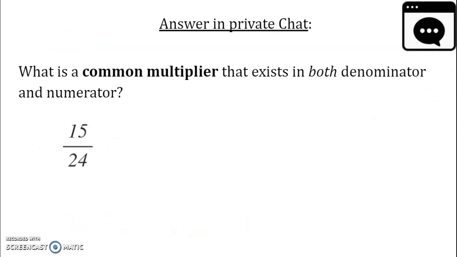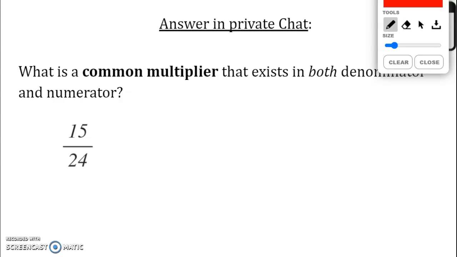Alright, so then I want you to try this yourself. I want you to try to simplify this fraction to its equivalent fraction. What is the common multiplier that exists in both numerator and denominator? And simplify. Please pause the video and do that now.